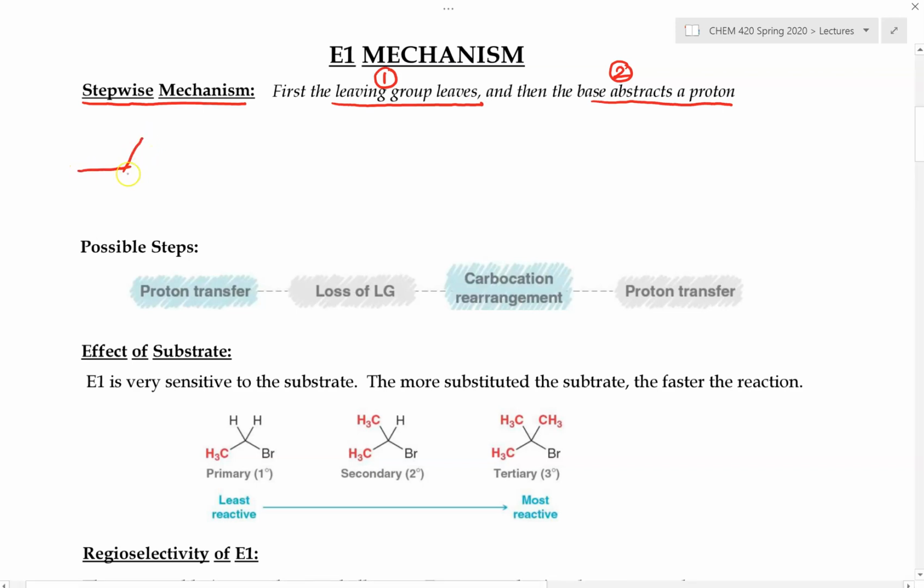So let's say here we have a substrate connecting to a leaving group. In the E1 reaction mechanism, the first step that's going to happen would be the loss of the leaving group, where the bond between the carbon and the leaving group is broken and the electrons go to the leaving group. And this is basically the rate determining step of the E1 reaction. Once this step is accomplished, we will be producing a carbocation intermediate. So this is a carbocation intermediate.